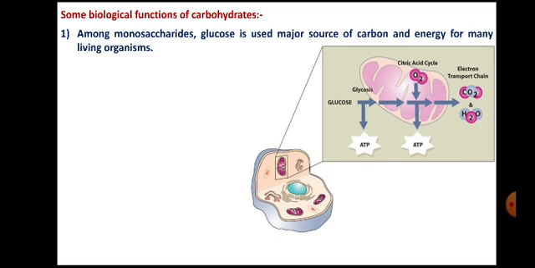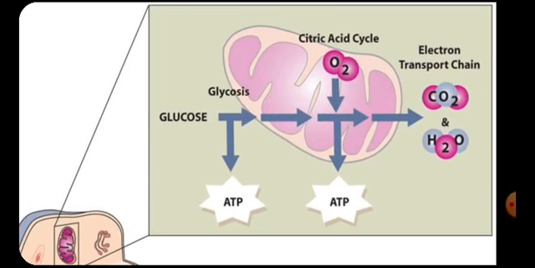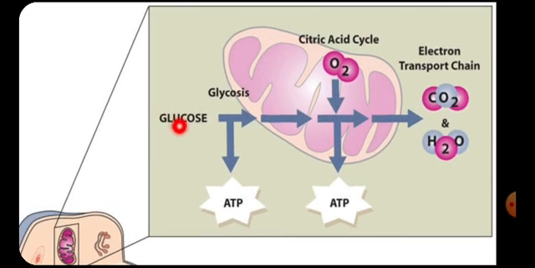When glucose is degraded, the process is called glycolysis. Glycolysis leads to generation of energy in the form of ATP, adenosine triphosphate. You can see in this picture glucose entering the cell. It undergoes glycolysis that leads to generation of energy.